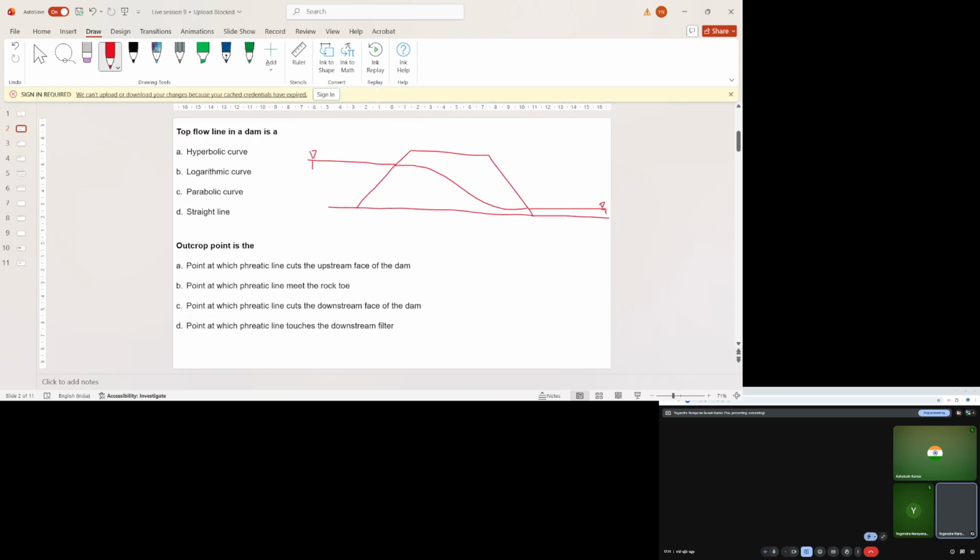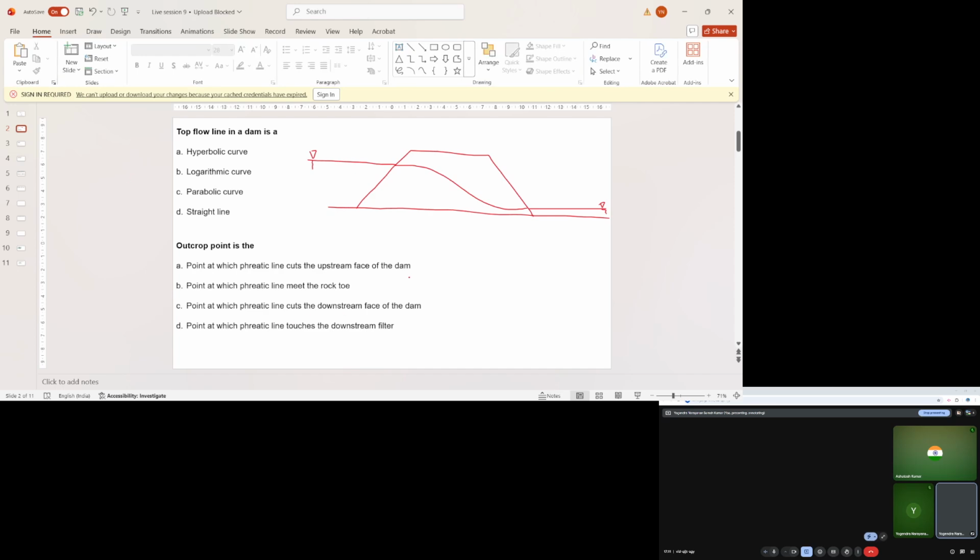So what is the pressure head along this line? Atmospheric pressure. Yeah. So the line along which the pressure is atmospheric is known as the phreatic line. So that is the topmost flow line.